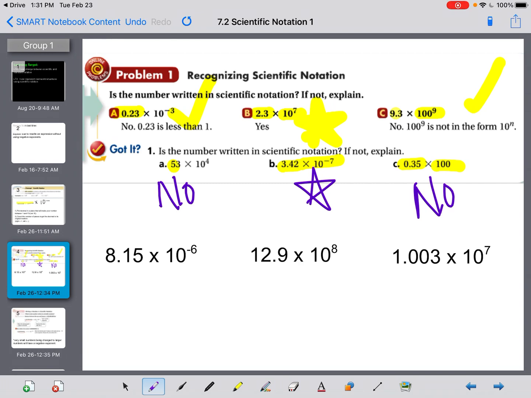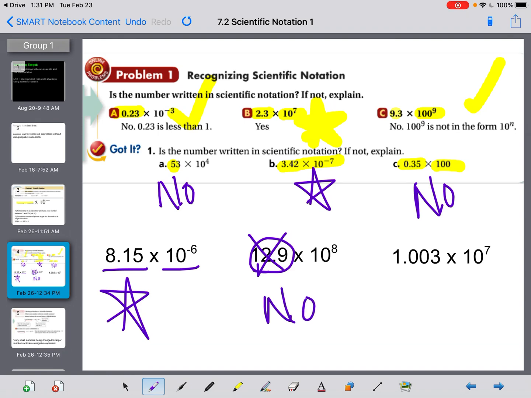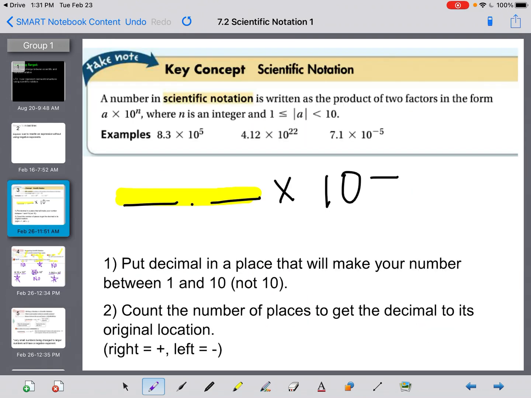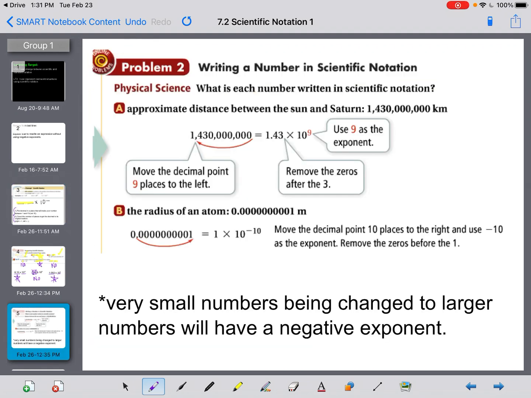Down here, these three that I've added should not be in your notes, but we can try them as well. This first one has a number between 1 and 10, and has a power of 10, so this one is. This is too big, so this one is not. And this is also between 1 and 10 with a power of 10, so this is in scientific notation. Okay, if you're ever not sure, come back to these two rules right here to check for scientific notation.